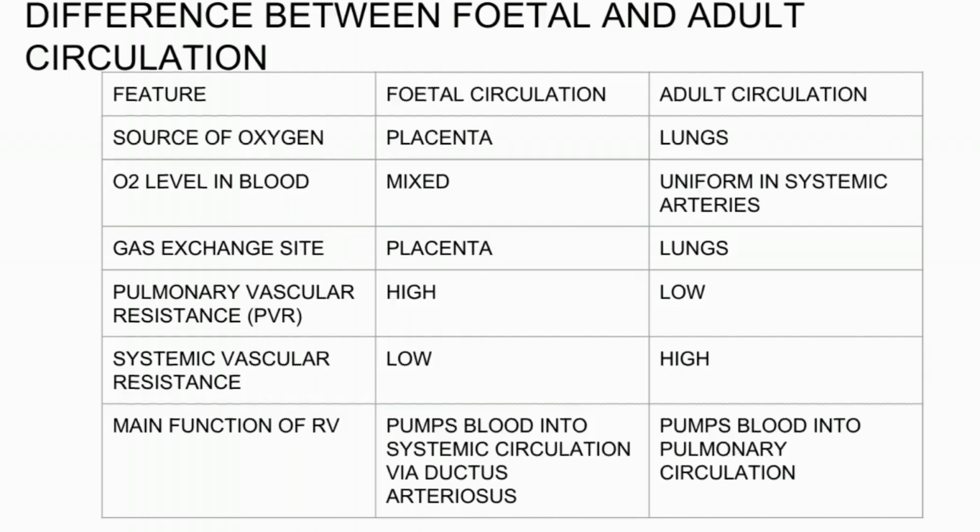The gas exchange site for fetal circulation is primarily in the placenta, especially the maternal blood, and in adults it's from the lungs, the alveolar capillary interface. We have pulmonary vascular resistance that is high in fetal circulation and low in adult circulation, and the systemic vascular resistance, which is low in fetal circulation and high in adult circulation. The main function of the right ventricle in the fetus is to pump blood into the systemic circulation via the ductus arteriosus, and the main function of the right ventricle in adults is to pump blood into the pulmonary circulation.